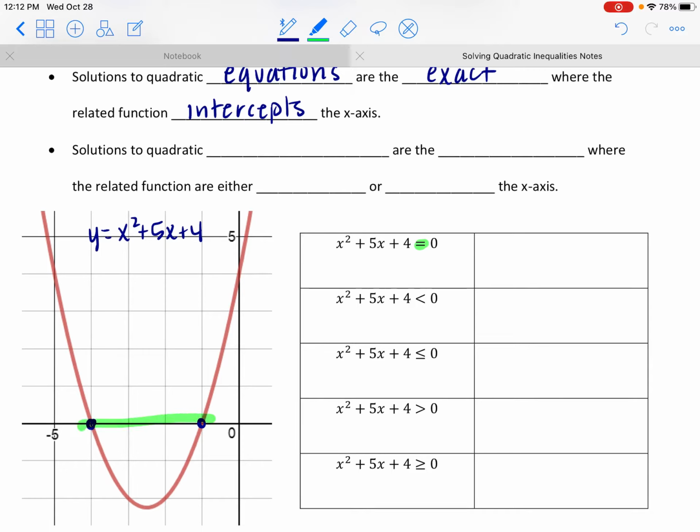Sorry, I've got to get this. At this point and at this point. So it's equal to 0 at the places where it touches the x-axis. So at x equals 4, which is the coordinate.